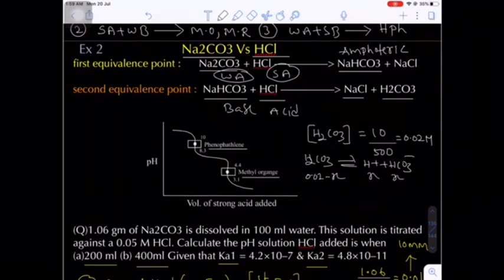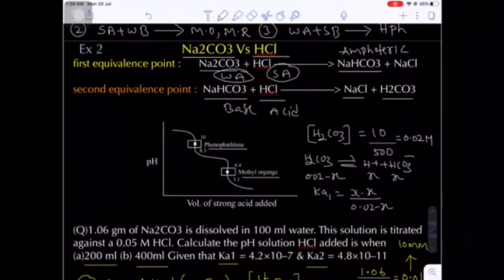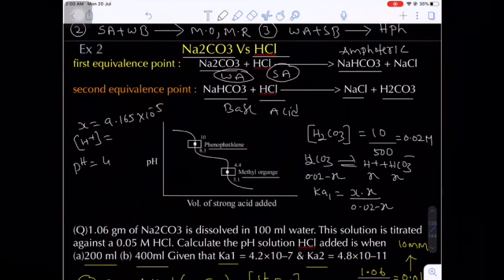Now how does carbonic acid dissociate? It is a weak electrolyte, so an equilibrium will be established. Of the 0.02 moles, let's suppose x mole dissociated. From here Ka1 is equal to x into x upon 0.02 minus x. Ka1 value is given, so from here you will get the x value, 9.165 by solving the quadratic expression, into 10 raised to minus 5. This is the H plus ion concentration indirectly.